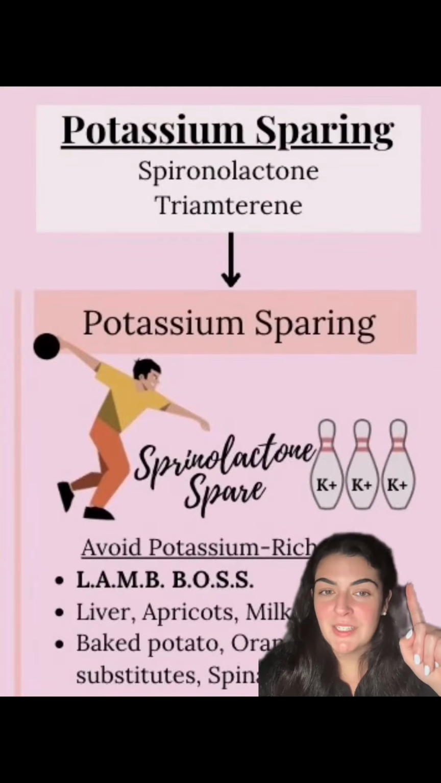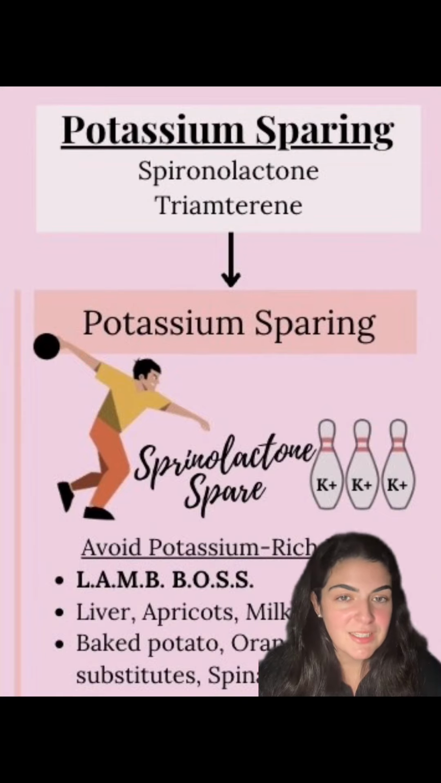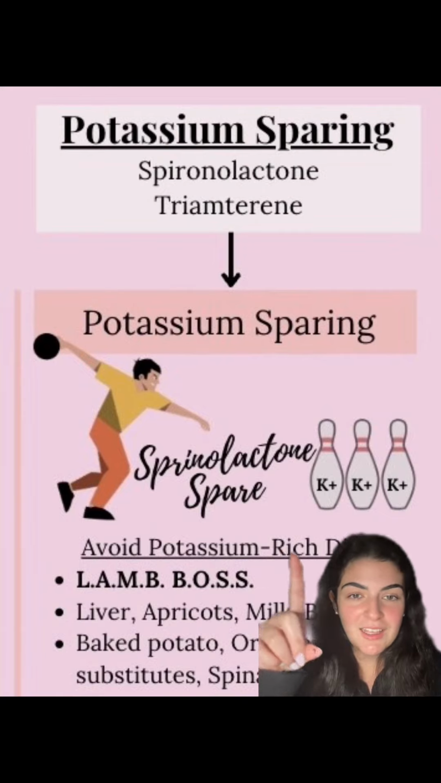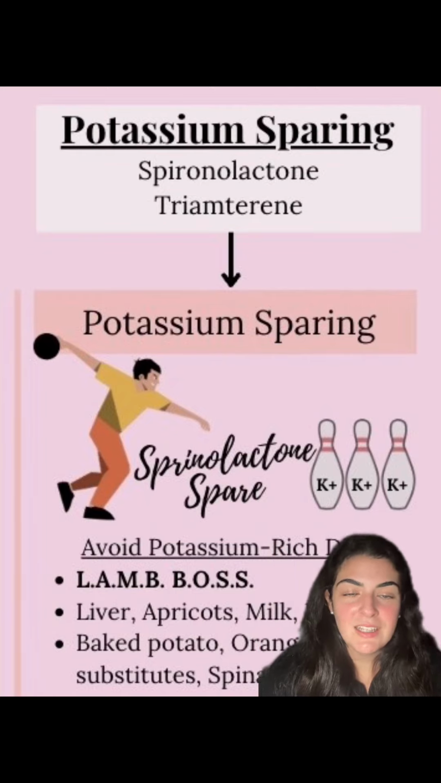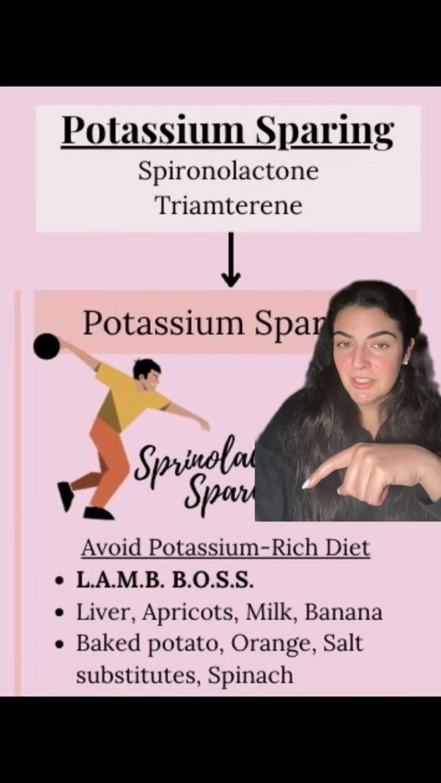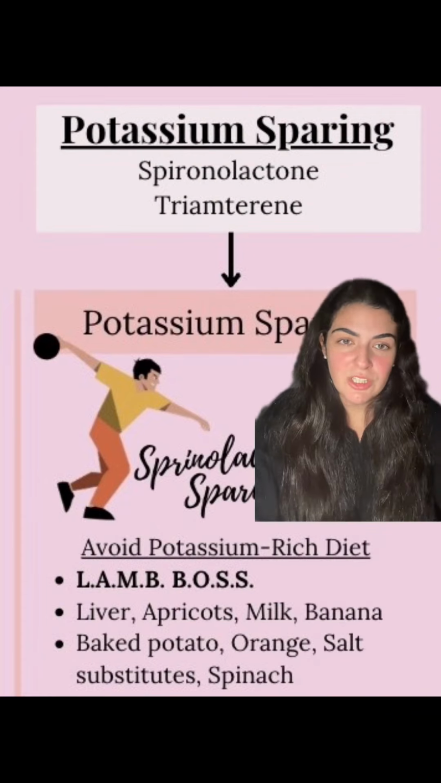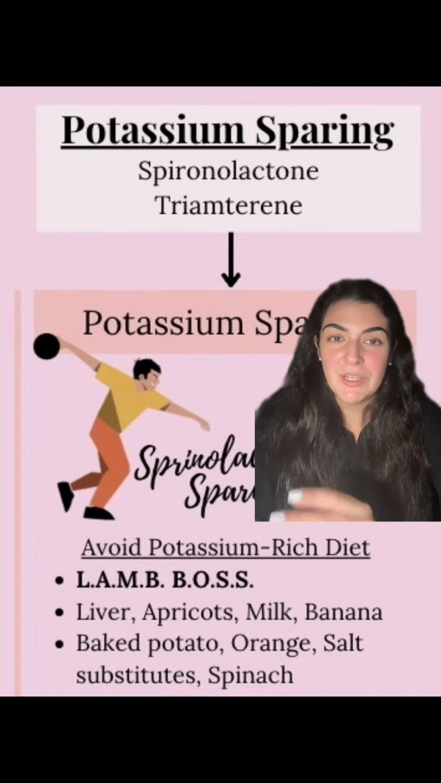Now let's talk about potassium-sparing diuretics, and the most common potassium-sparing diuretic you're going to see is spironolactone, and I like to use the saying spironolactone spare. So what this indicates is that when you administer a potassium-sparing diuretic, you're not going to have that excretion of potassium with fluids. You're actually going to retain that potassium. So it's in these patients that we want to avoid a potassium-rich diet, and remember, we use that acronym LAMBOS to remember our potassium-rich diet.